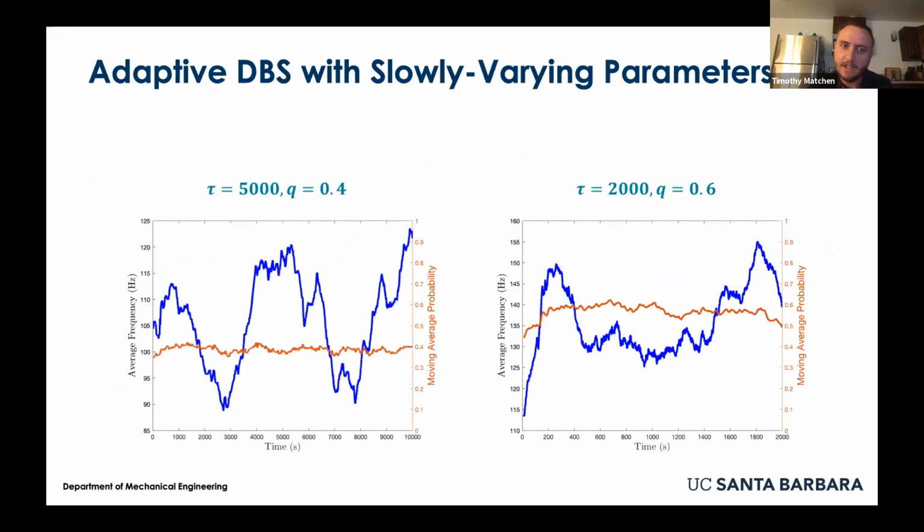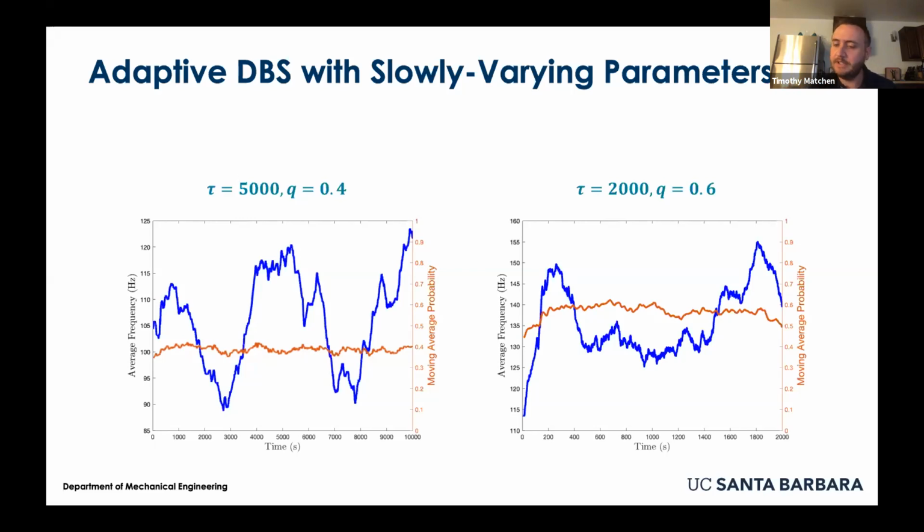So in the figure at left, we use this longer tau of 5,000 seconds and a target probability of 0.4. And you can see really clearly in the blue how the frequency is actually undulating up and down with this period of 5,000. So our model is actually able to match the variation in the parameters. And when we get closer to a state that might be considered an overstimulation normally, we actually drop that stimulation so that it maintains the same performance instead of overstimulating like you might see in the presence of medication or something like that.